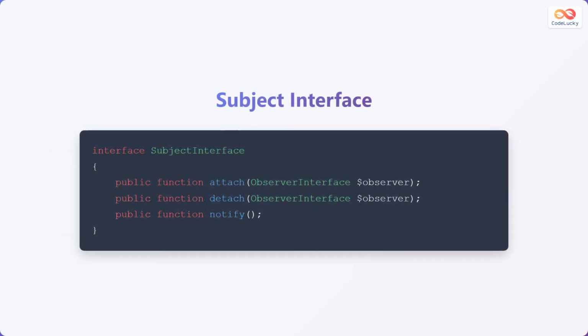Let's look at the code. Here is the subject interface. The subject interface defines the contract for any class that wants to act as a subject. It typically includes three essential methods: attach, which allows you to add an observer to the subject's list; detach, which removes an observer from the list; and notify, which triggers the notification process, informing all attached observers about the change.